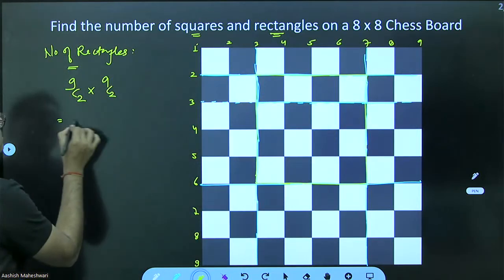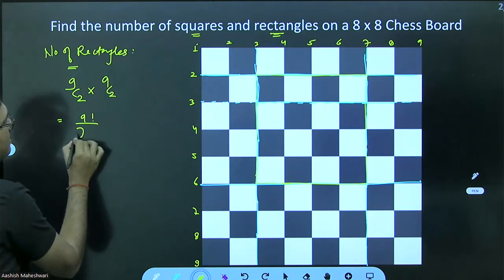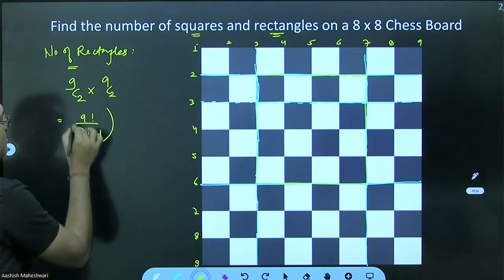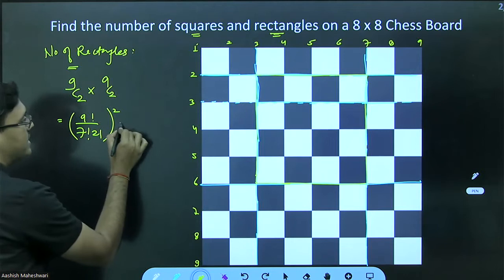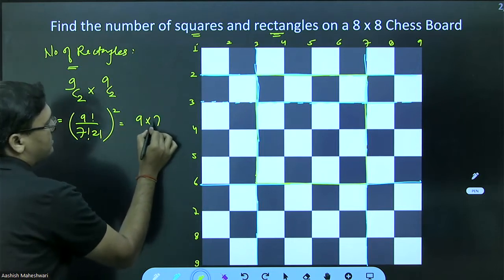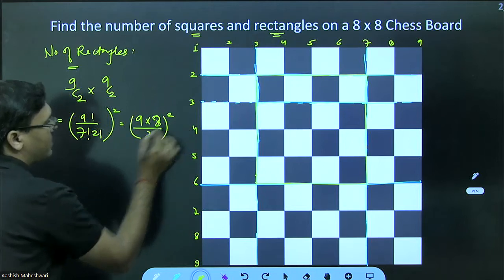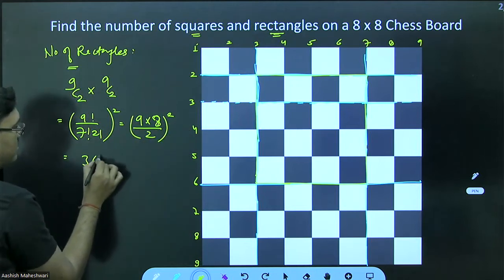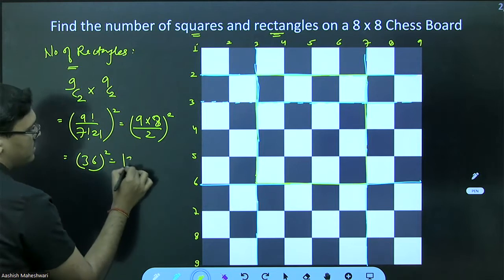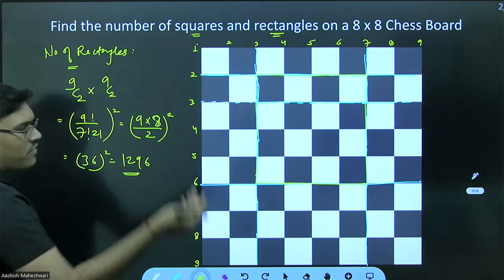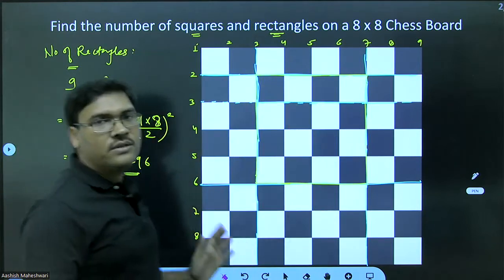Now what is this? This is 9 factorial divided by 7 factorial times 2 factorial, whole squared. This is 9 into 8 divided by 2, whole squared. So this is 36 squared, which you can check, is 1296. So the total number of rectangles is 1296. This is how we can calculate the number of rectangles.